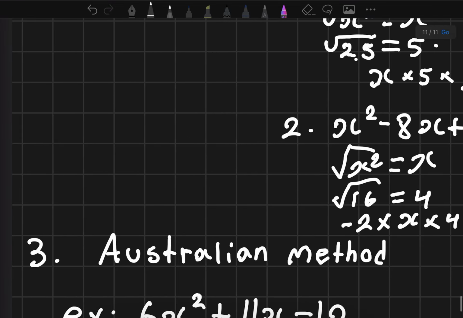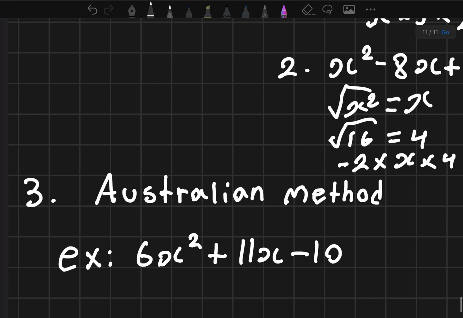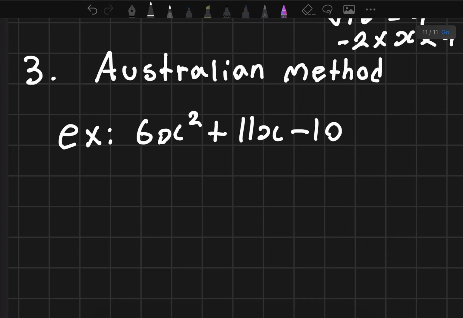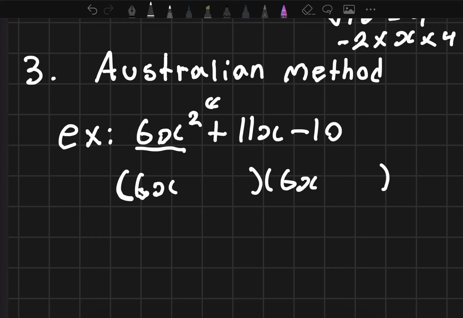And lastly, we have the Australian method. This method doesn't really have an actual name. This was taught to me by a teacher at our school, so I'll just show you how it works. This method is used on complex trinomials. First you take the first term and just remove the square from it, and you write it down like this, 6x and 6x. Just put that as the first term in each bracket.